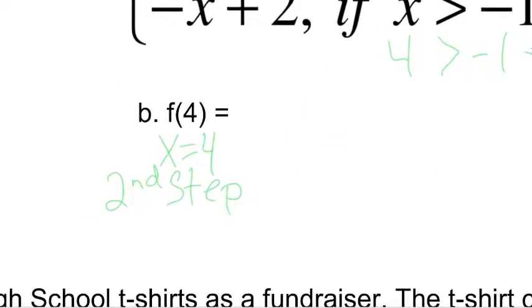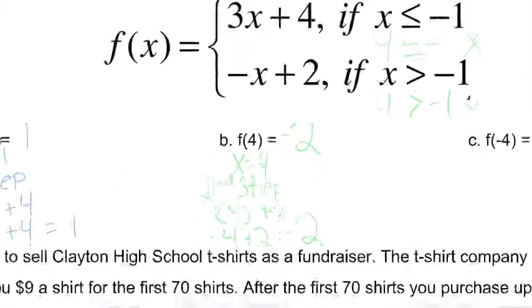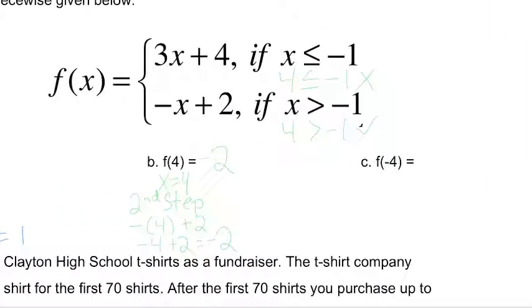And we're substituting 4 in for x, so negative, substituting 4 in, plus 2. Negative times a positive is a negative, so we'll have -4 plus 2. And then we'll end up with -2. So our answer is -2 for B. And then lastly, C.